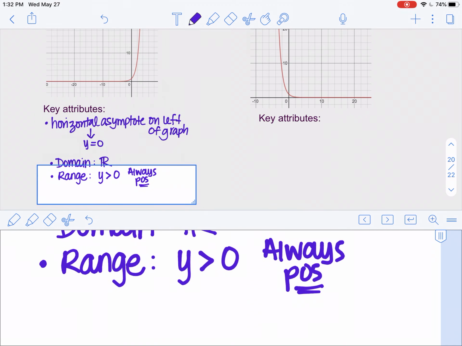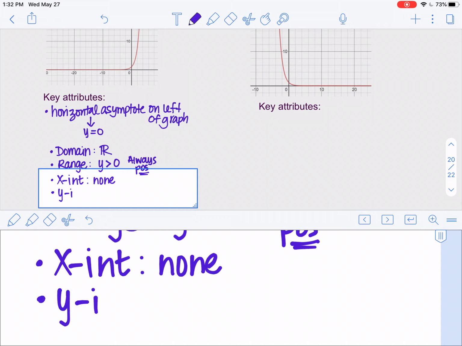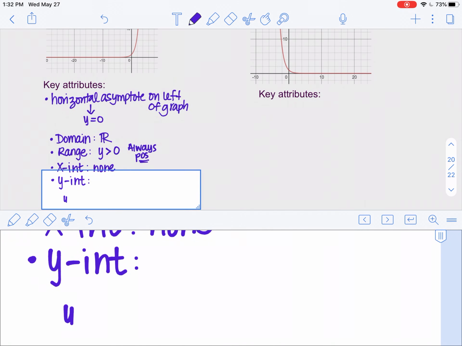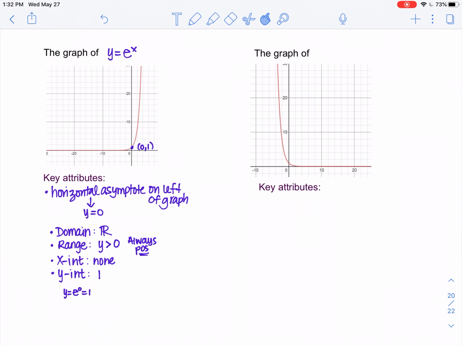In terms of x-intercepts, there aren't any. It never actually touches the x-axis, so there aren't any x-intercepts. And y-intercepts happen when x equals 0. If I put in x equals 0 to the function, I get e to the 0, which is equal to 1, and so the y-intercept is at 1. If I look up here, right there, that is the ordered pair (0, 1). Those are the key attributes that you should be super familiar with for this graph.